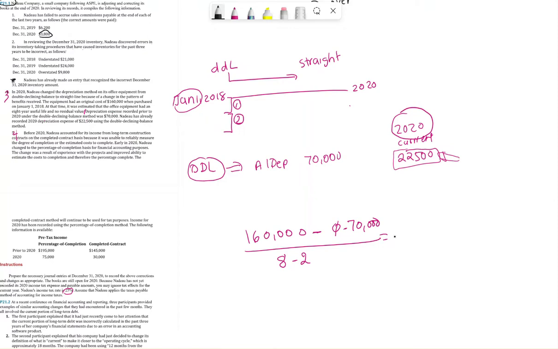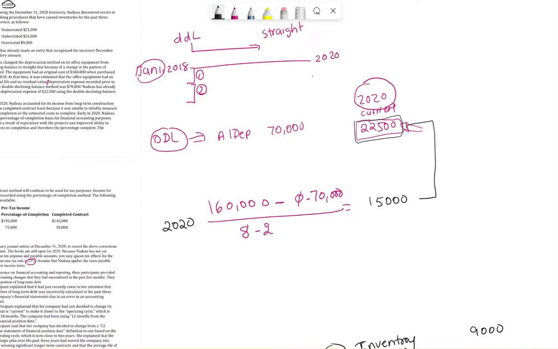So what we're going to do here is calculate what my depreciation should be. In this case, the depreciation they should be recording in 2020 would have been 15,000, but what they recorded was a depreciation expense of 22,500. So we need to do an adjustment for the difference. In this case, we're not recording the depreciation expense. We put in too much depreciation expense, so we have to take it out.